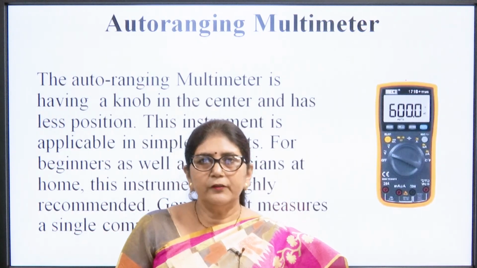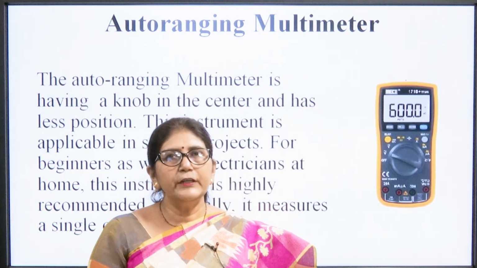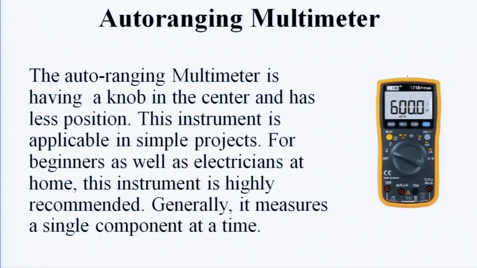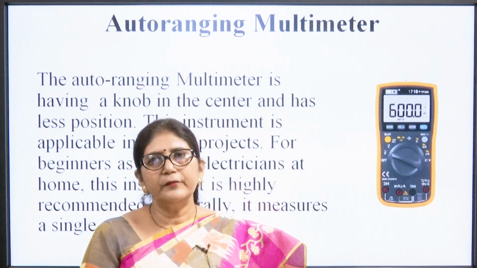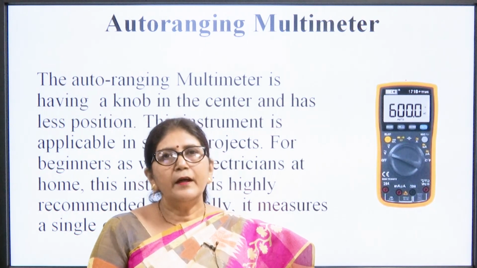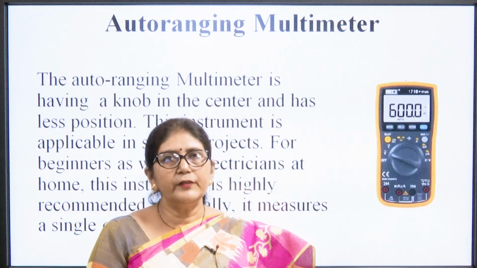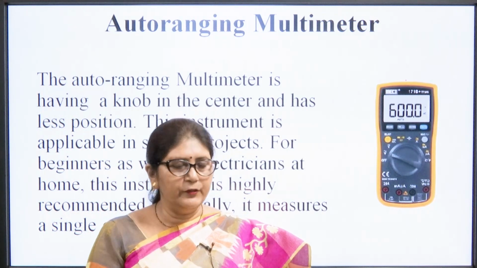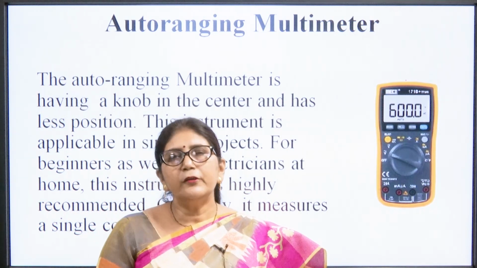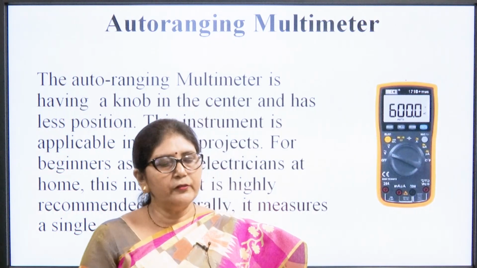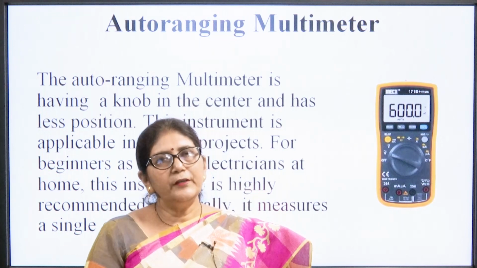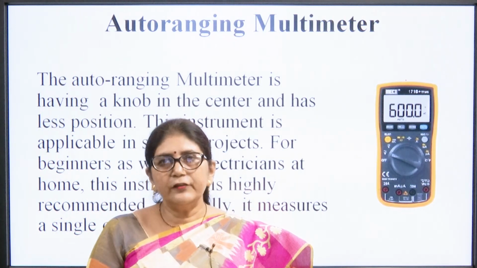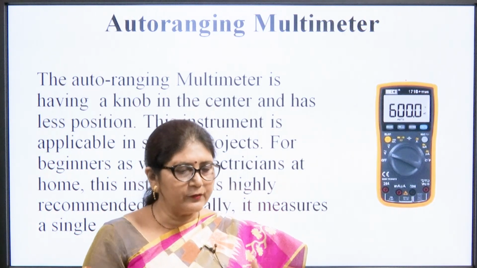There are also many other instruments; the auto ranging multimeter is also available in the market. In auto ranging multimeters we have a knob at the center, and there is no need to select the range of the voltage or current measurement. It will automatically select the range and give the value. So, this is a very good instrument for beginners, electricians, or people who do not know much about the multimeter.